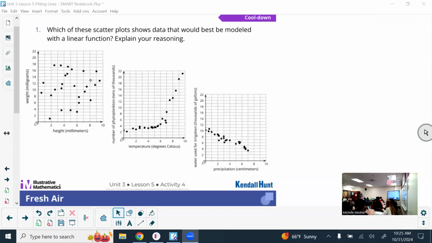Of these 3 options, which is the best one for a linear model? And why the third one?